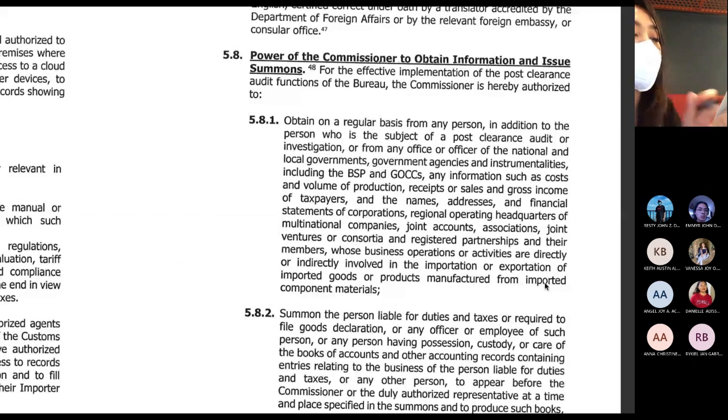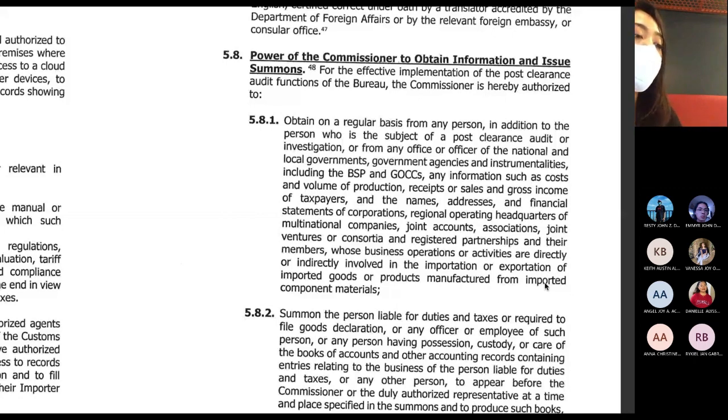Bangko Sentral ng Pilipinas and government-owned corporations, any information such as cost and volume of production, receipts or sales and gross income of taxpayers, and the names, addresses, and financial statements of corporations, regional operating headquarters of multinational companies, joint accounts, associations, joint ventures, or consortia, and registered partnerships and their members, whose business operations or activities are directly or indirectly involved in the importation or exportation of imported goods or products manufactured from imported component materials.